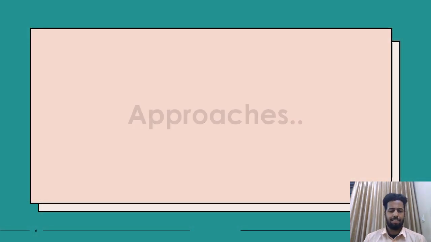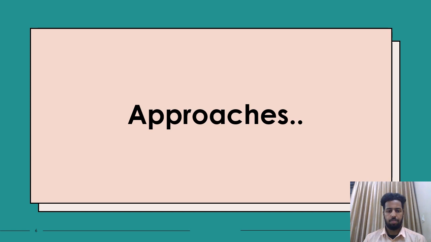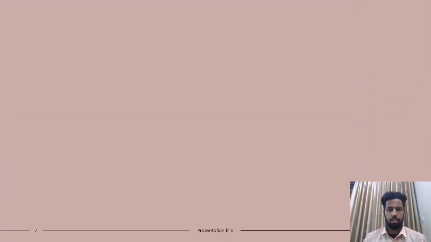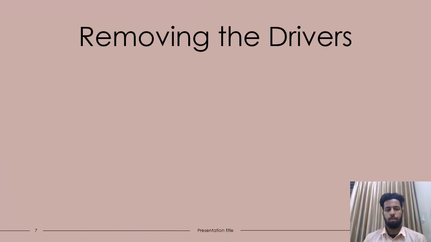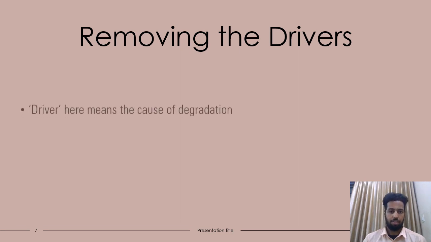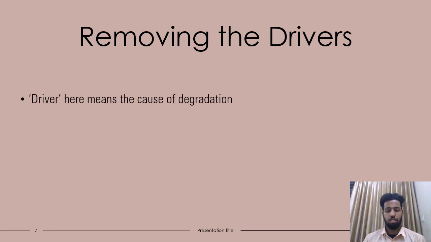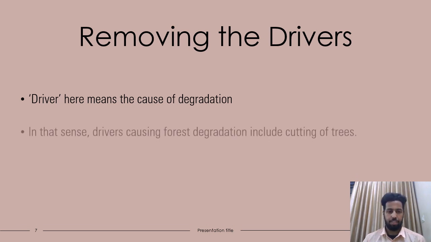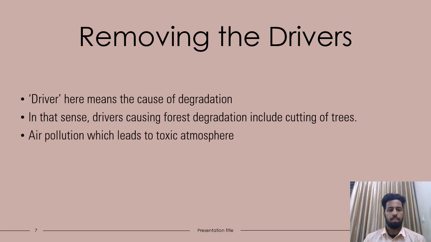Let's look at some of the approaches. So, the first way is removing the drivers. Removing drivers helps nature restore herself. Driver means the cause of degradation, such as, in the case of forests, the cutting of trees, and air pollution, which leads to a toxic atmosphere. Removing these drivers helps in natural restoration.